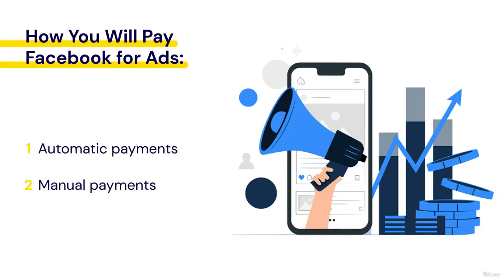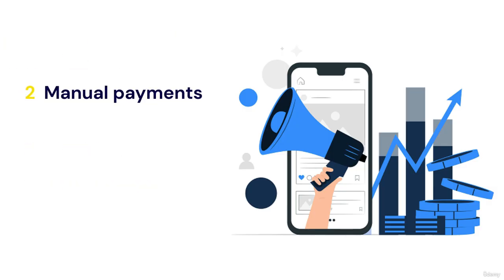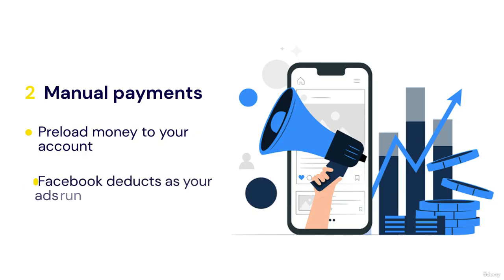With manual payments, you preload money to your account before your ads run. After that, Facebook will typically deduct from that amount up to once a day as your ads run. For smaller amounts, Facebook may wait until the charges amount to a certain amount or until 7 days pass before they invoice your account.